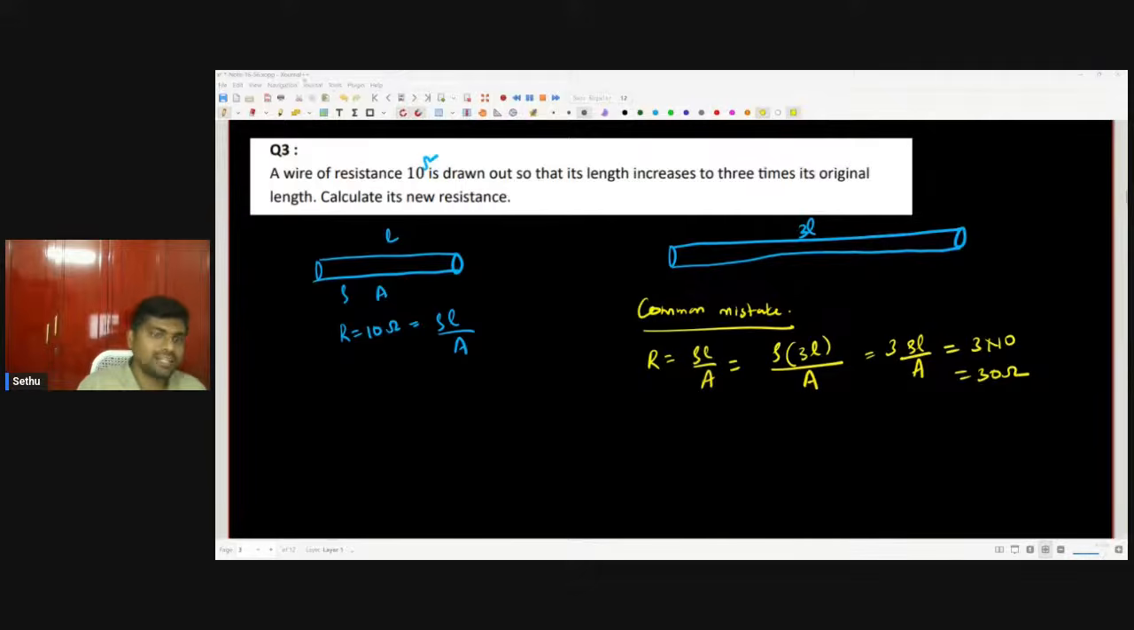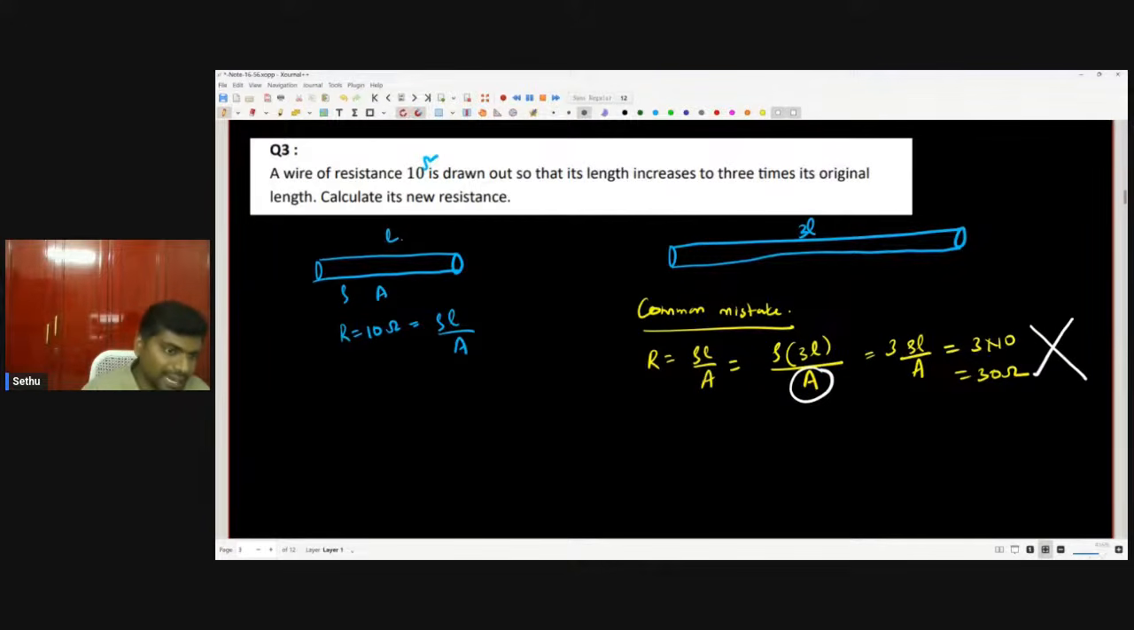I see many children solving the problem like this. But this answer is actually incorrect. Why is this incorrect? Because you are assuming that when the length becomes 3L, the area remains A. That is the mistake. When length becomes 3L, area does not remain the same. Area also changes. So this answer 30 is incorrect. So first you should figure out what this area is.